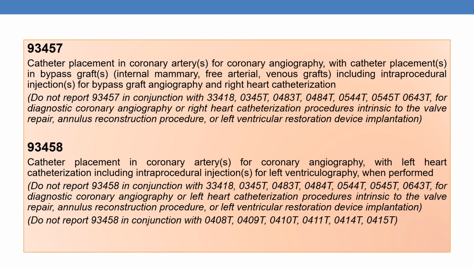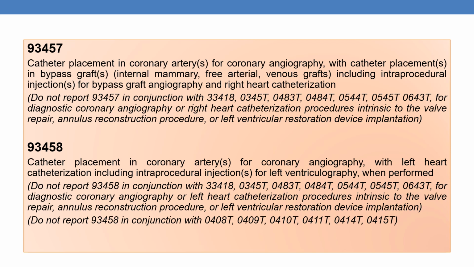So before going into the code 93457, we have to remember the point that bypass graft angiography is typically performed only in conjunction with coronary angiography of the native vessels. Separately, we will not perform the bypass graft angiography.